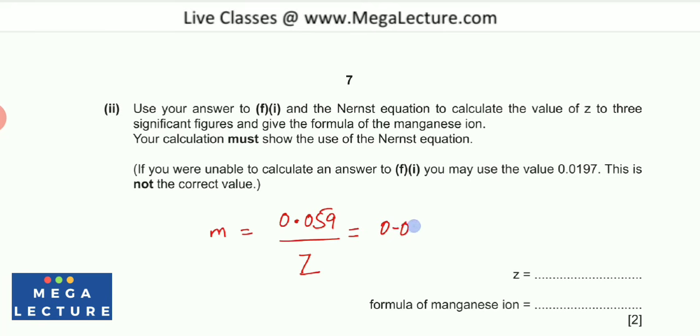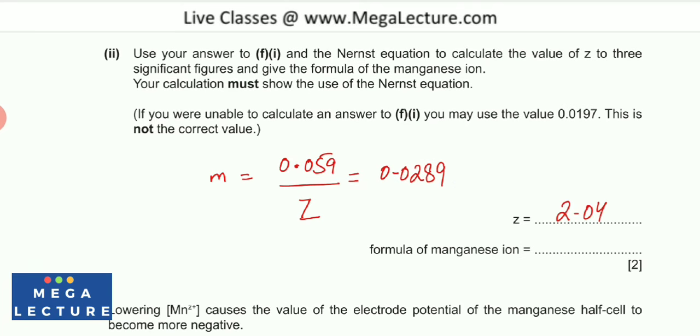So my Z is going to come out to be, let's find out what Z is going to come out to be. Z would be 0.059 divided by 0.0289. And my value comes out to be 2.04. That is what I'm getting. Now, obviously, it's an experiment and my values can be off a few decimal places. Now, the charge on the ion has to be a whole number. You already know that. Any charge on the ion has to be a whole number. So, this 2 indicates that the charge on the manganese ion must be plus 2.